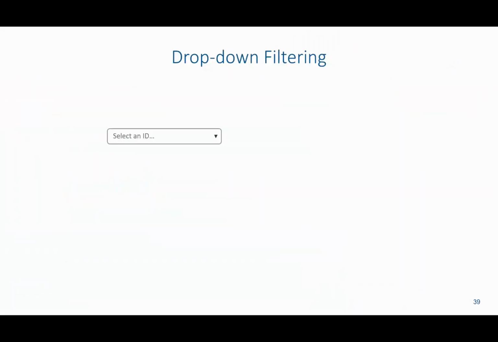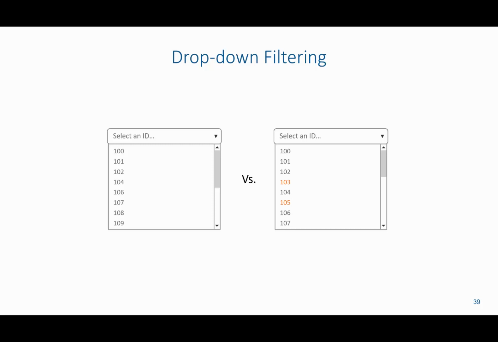So let's look at another client filtering flaw. This is using drop-down filtering. So in a drop-down menu, you'll see a bunch of IDs that someone could pick from. What happened to 103 and 105? If you inspect the page element, you might see that there are actually 2 hidden options inside of the drop-down, such as 103 and 105.